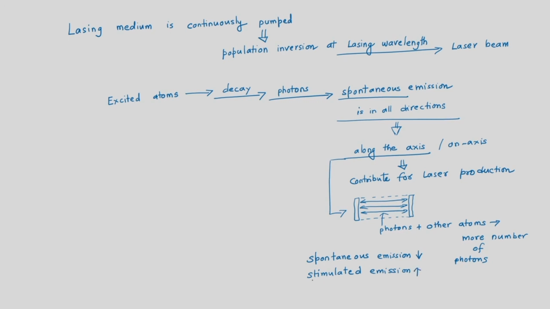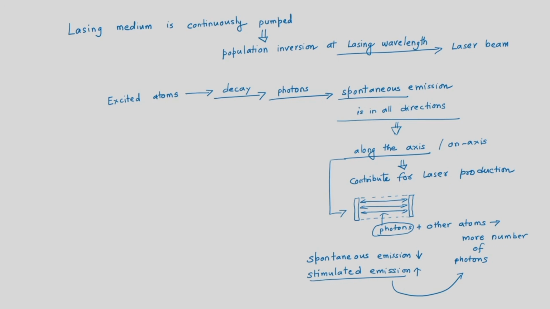So, how this stimulated emission is getting enhanced is due to the back and forth movement of these photons. But after certain time these photons will also get decayed, they will lose their energy during this movement. To enhance their energy and to generate more and more number of photons, we need to have the external excitation mechanism.